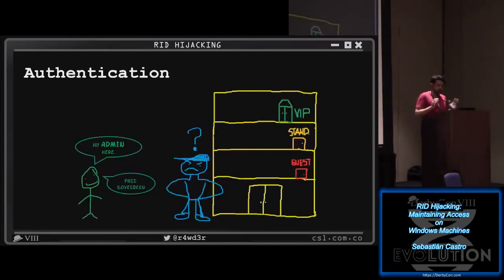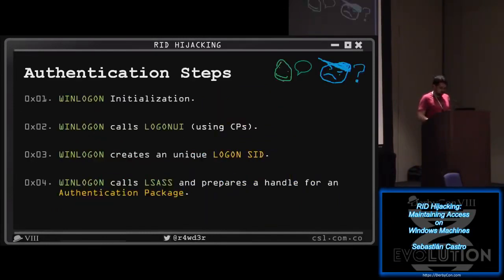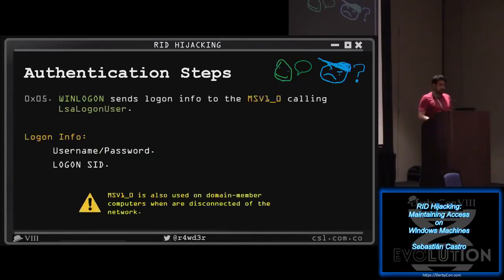So let's suppose that the administrator wants to log on. So he provides his username and password to WinLogon. To do that, Windows needs to initialize some tasks and connections between processes. Right after, WinLogon calls Logon UI to grab the credentials by using credential providers. And with this information, WinLogon will create a unique Logon SID to identify this logon attempt. And now Windows retrieves the handle for an authentication package, which is used to verify the authentication policies of a logon attempt. Remember that we are focusing on the MSV1_0 DLL and an authentication package.